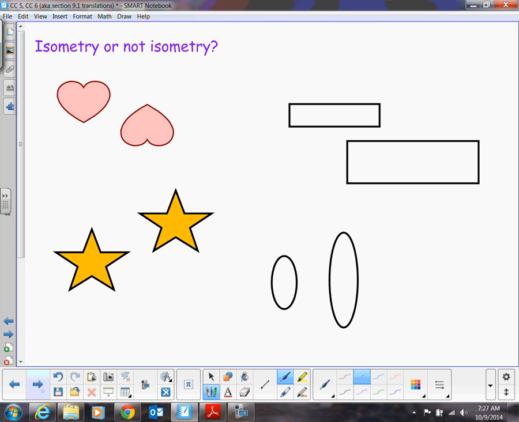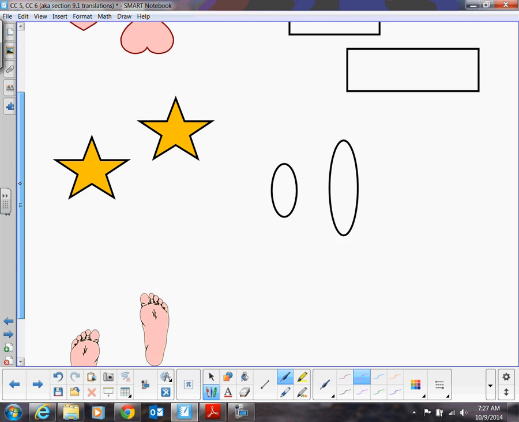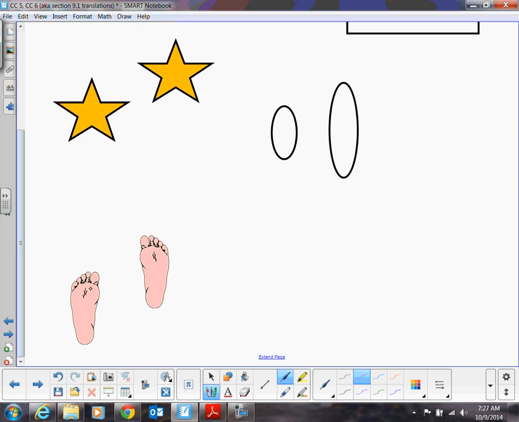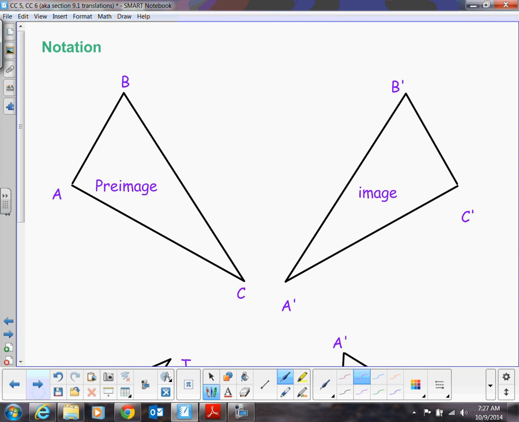All right, so is this an isometry? Yes. Because it is the same size. And is this an isometry? It is the same shape, but it is not in the same size. Is this an isometry? Is this an isometry? Okay, is that easy? Oh, what are those? That's an isometry. All right, so let's talk about notation.